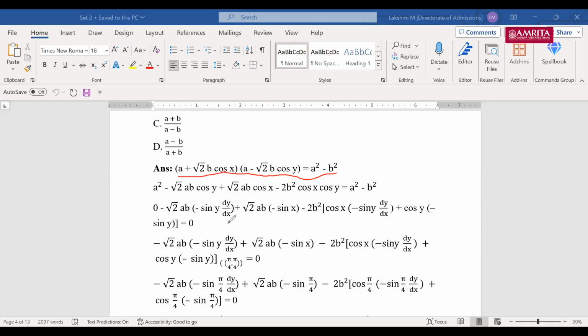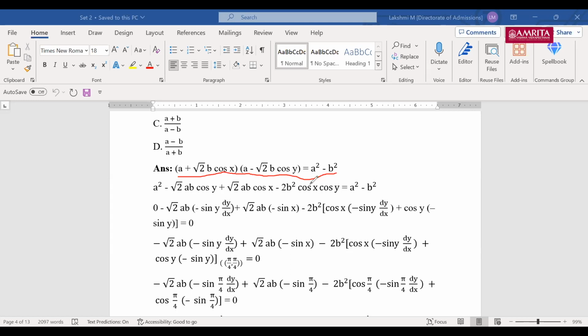I hope you all are with me. Now, how can we rewrite this? This will be A square is 0. This is root 2 AB cos y is minus sin y dy by dx plus root 2 AB cos x is minus sin x minus 2b square cos x and cos y.